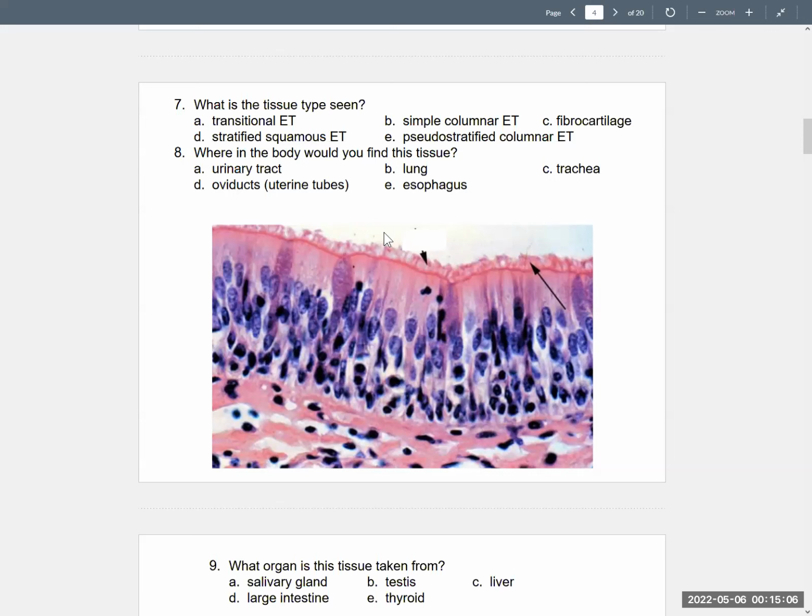Where in the body would you find this tissue? Lungs. Okay, lungs are part of the respiratory system, and respiratory system is the key, but it's the trachea. It's in the trachea. It sort of brushes away the dust and stuff.